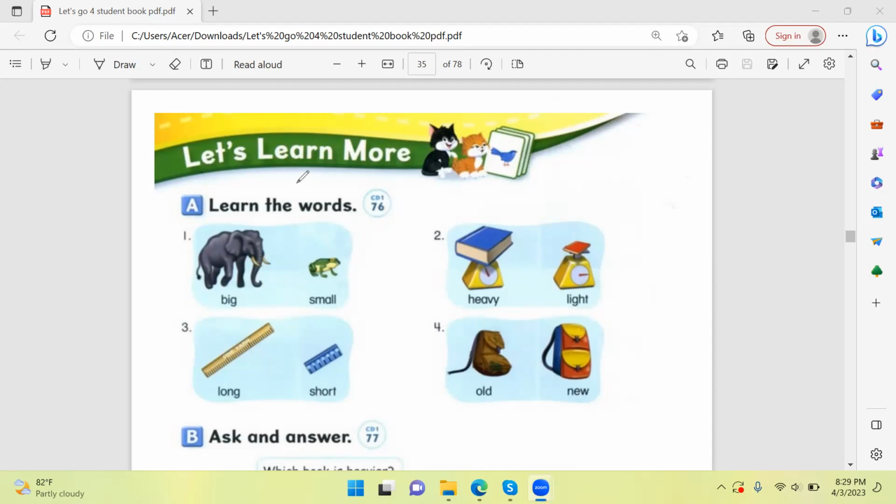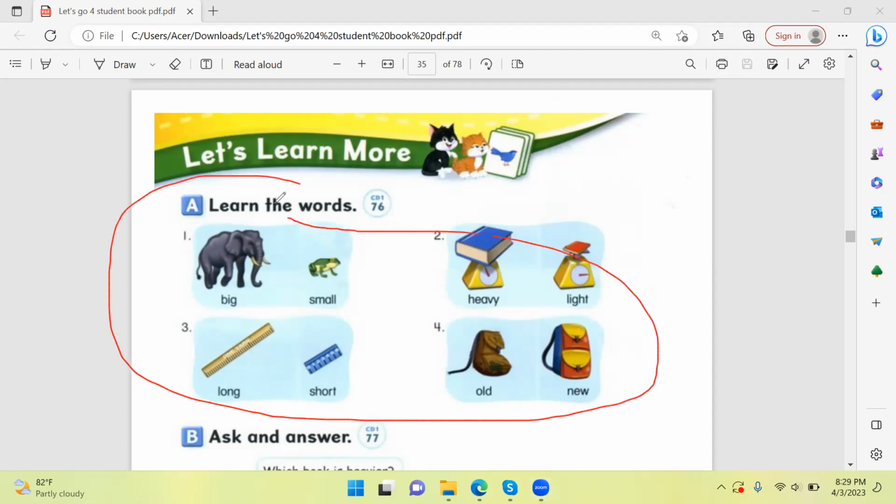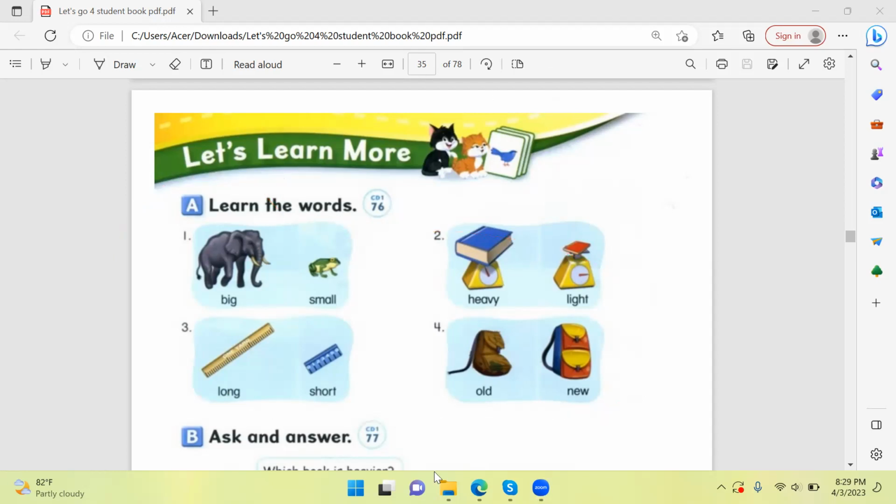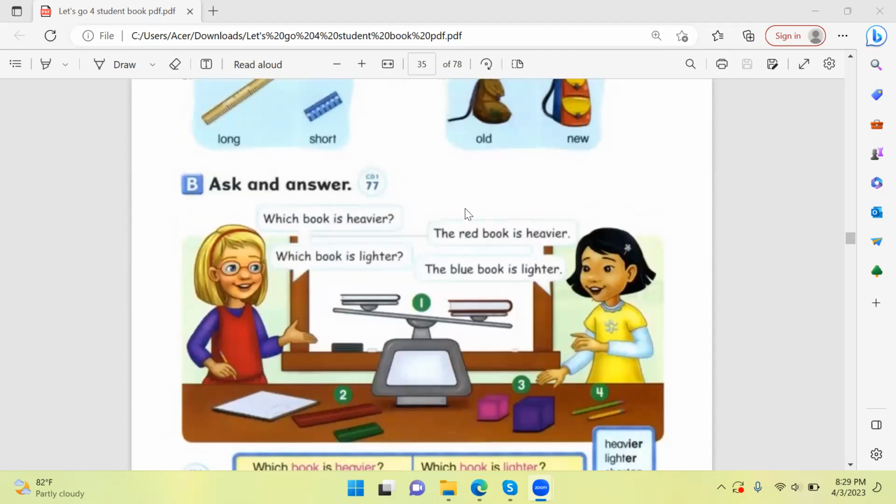By the way, do you understand this side about this lesson here? Yes. Okay, very good. So let's proceed now to the next one. Here, this one, we have ask and answer. So can you please read this side?